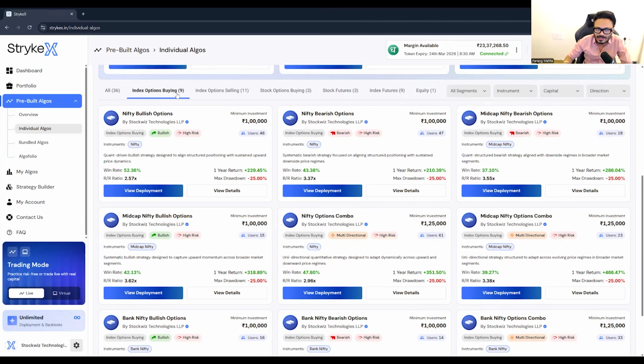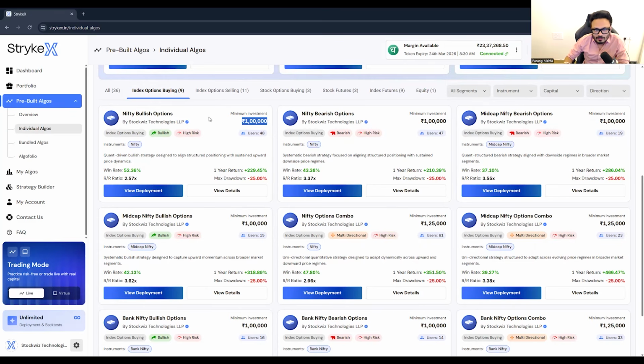So now when you come to index options buying, you will find Nifty bullish options, which will only take trades on the bullish side. So you can see we have also given some labels, right? So index option buying, this is a bullish strategy and this has high risk. You will then also see which instrument it trades in, and then you will also see the maximum drawdown that could potentially happen. So on a minimum investment of 1 lakh, you could have a potential loss of 25,000 rupees in worst case scenario. When the maximum drawdown is hit, the strategy will automatically stop. And then you can restart if you are again confident in the strategy, right?